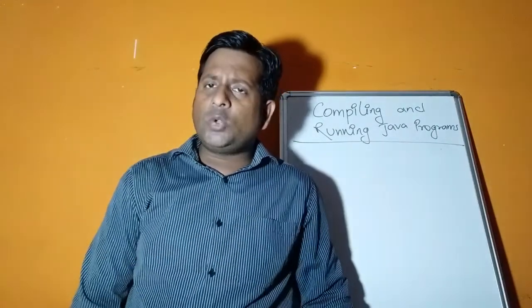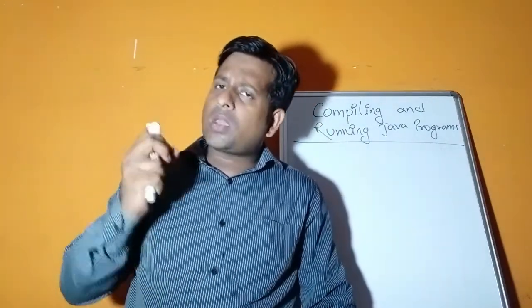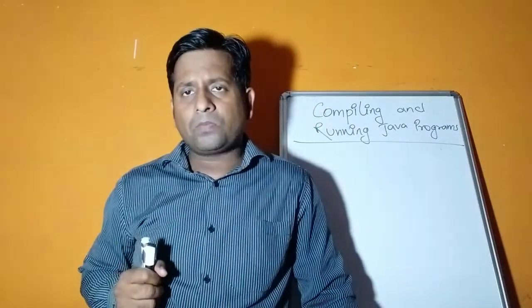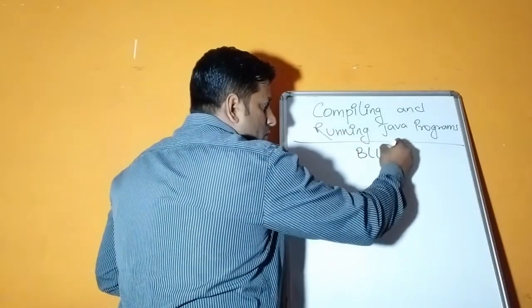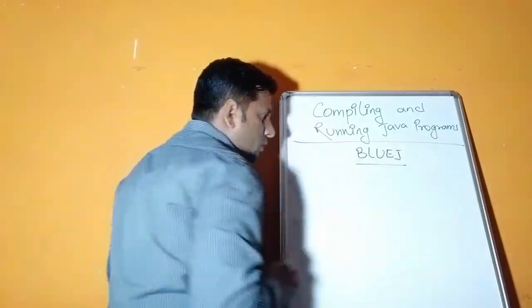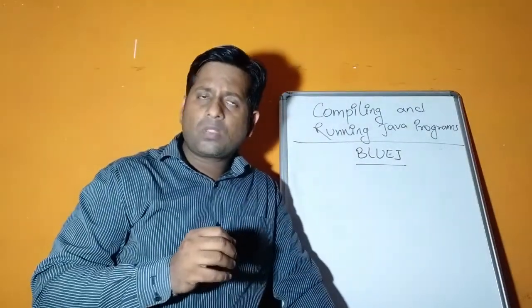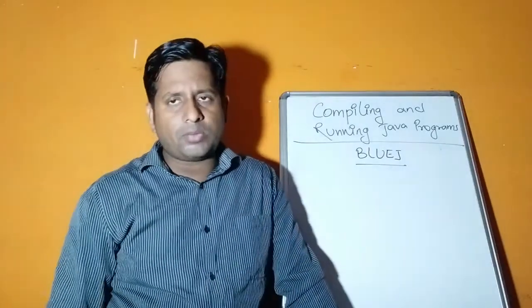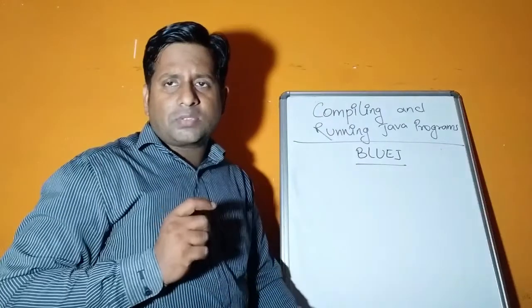First of all, let me tell you, we have a very simple interface where we can write, compile and run the Java program. That is known as BlueJ. BlueJ is an application software, okay, which allows us to create, write, compile and run Java programs. Now the question arises, how does this happen?